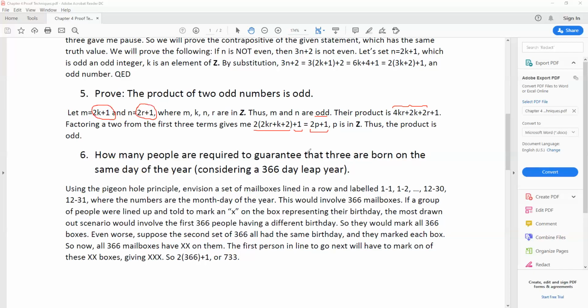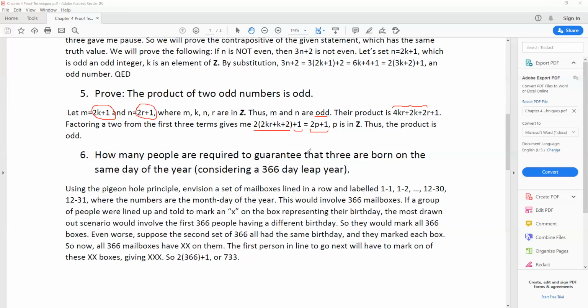Number 6. How many people are required to guarantee that 3 are born on the same day of the year? What I decided to do here was to illustrate the pigeonhole principle. If you're not familiar with the pigeonhole principle, you might want to Google it, check out some YouTube videos. But this is how I decided to explain it.